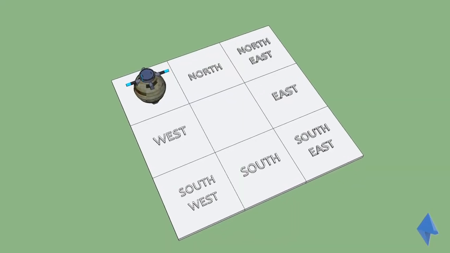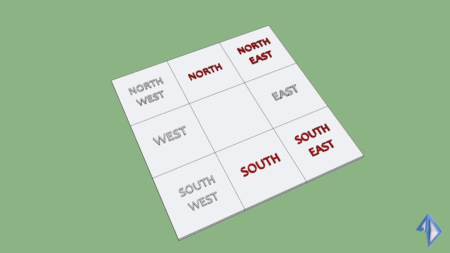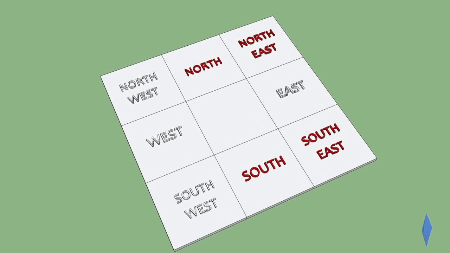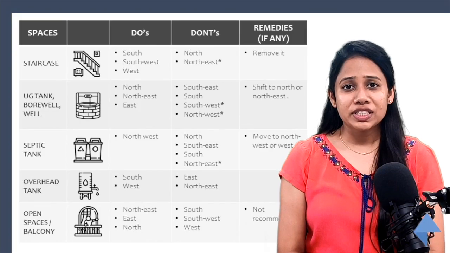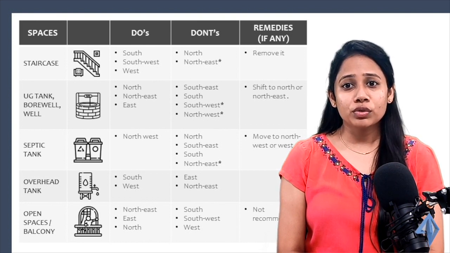The next object is septic tank. Septic tank is always preferred in northwest zone and it is prohibited from north, southeast, south and northeast. But if you have a septic tank in these zones, there is a remedy for it. You should move it towards northwest or at least to the west direction.